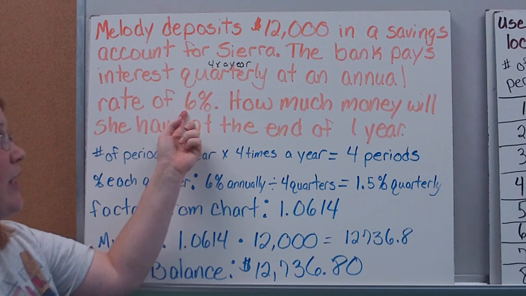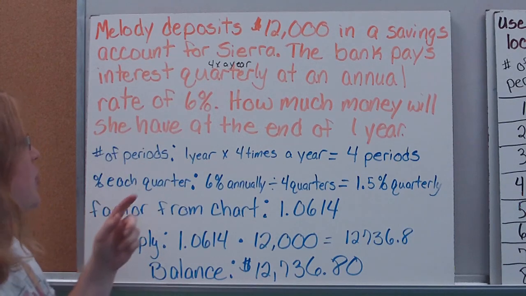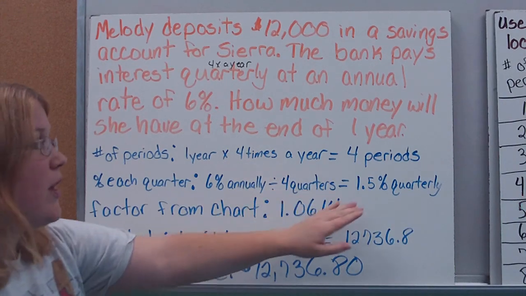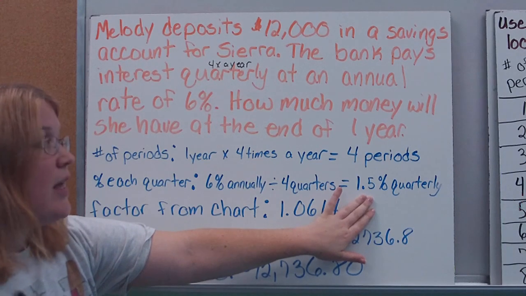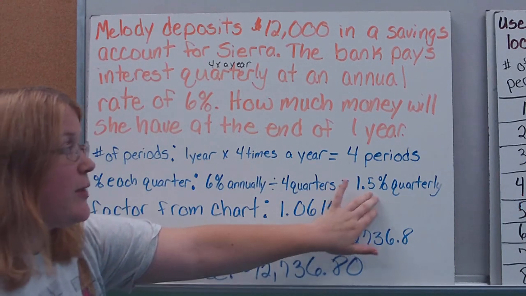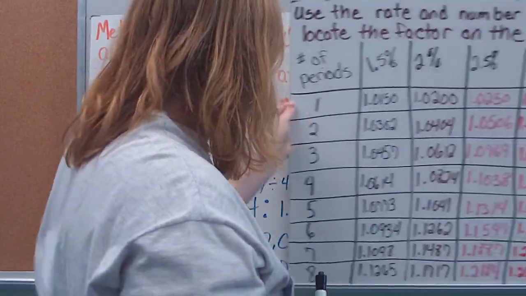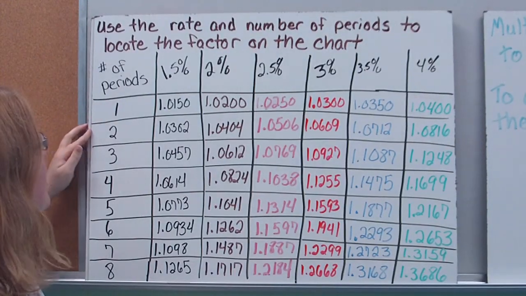Well, it's 6% for the year, it's quarterly, so there's 4 periods a year. So I'm going to divide my 6% annual rate by the 4 quarters, which gives me a 1.5 quarterly rate. Okay? These two numbers are the important ones because now we're coming back to the chart that I told you is important. And again, do not copy this down. You can find it elsewhere, so you don't need to take the time to copy this.